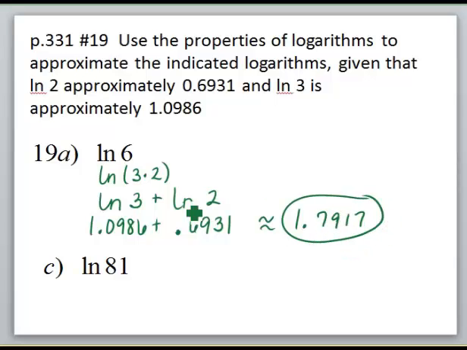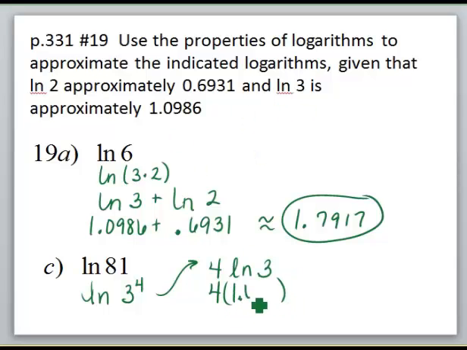In the next example, I only know things about 2 and 3, so I have to figure out some way of getting 81. Well, I know that 9 times 9 is 81, and so that means that 3 times 3 times 3 times 3, so 3 to the 4th power is 81. That means I can use the property that says bring that exponent out front, write 4 ln of 3. I'll replace the ln of 3 with what it is equal to, 1.0986. And then I'll multiply those together to get my answer of 4.3944.